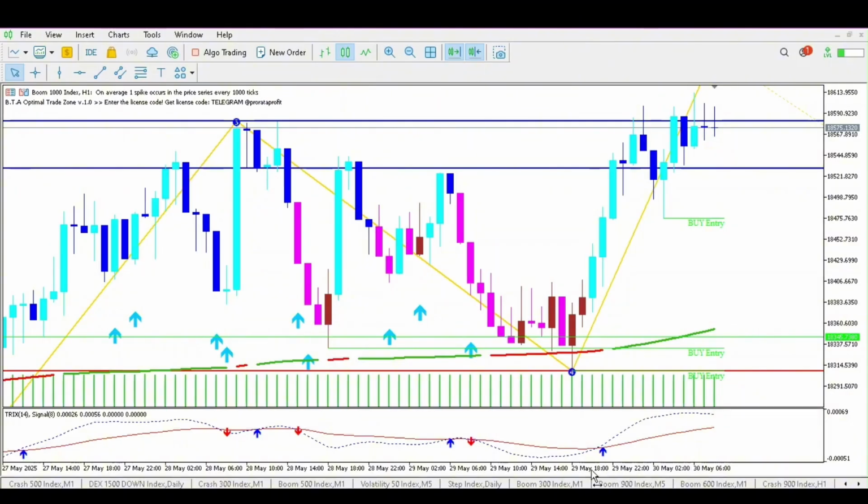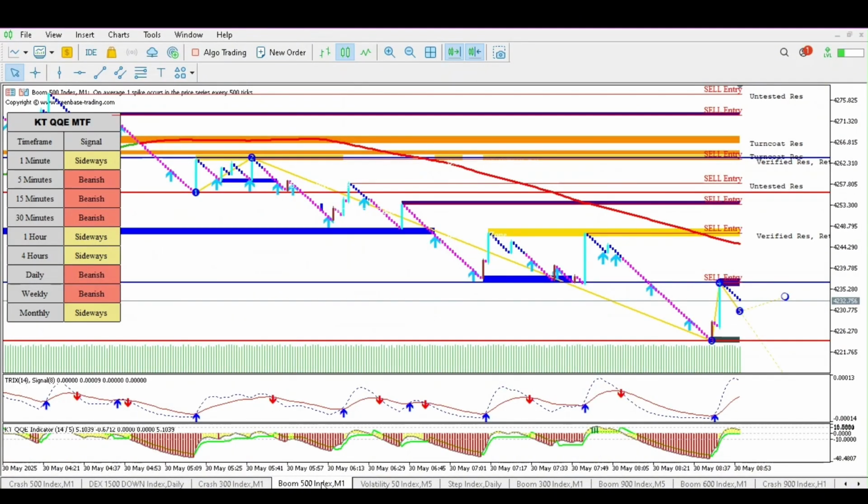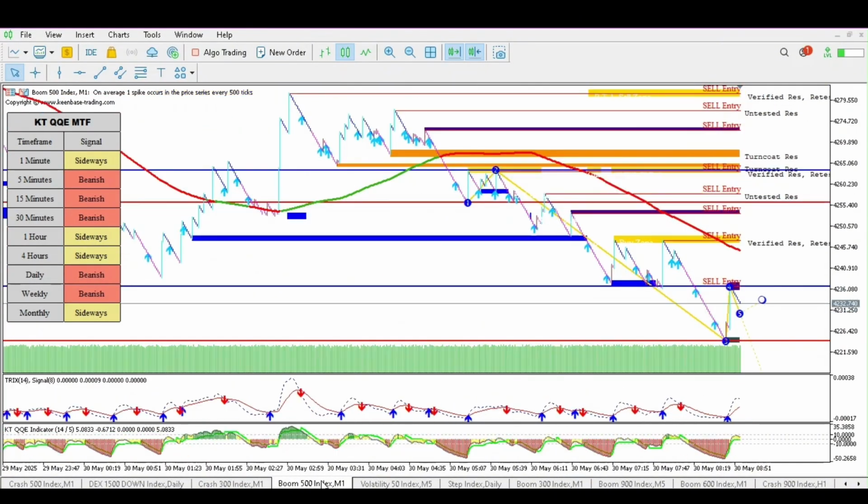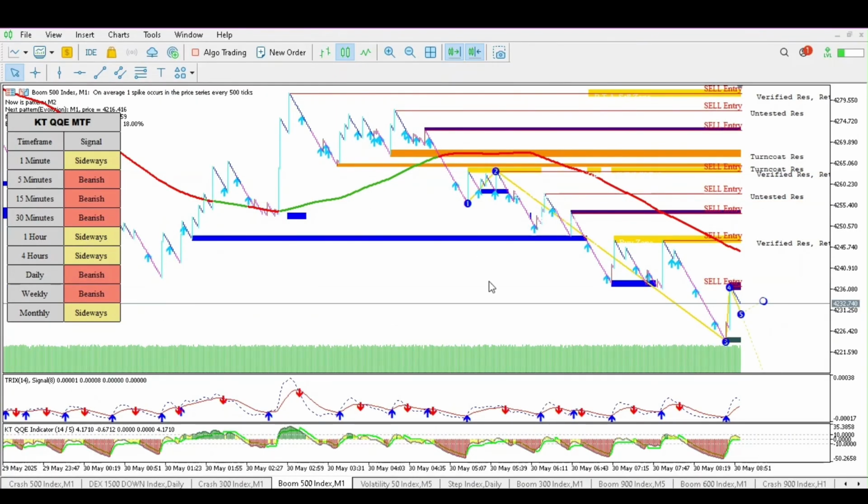So we're going to check another pair, Boom 500. Boom 500, what is happening on Boom 500? First and foremost, we check on our daily time frame.